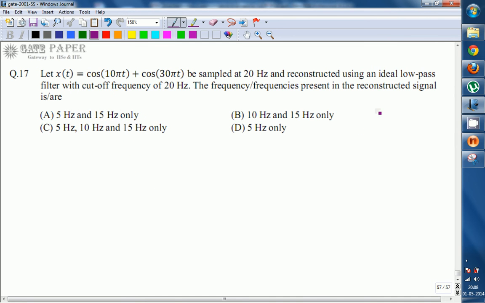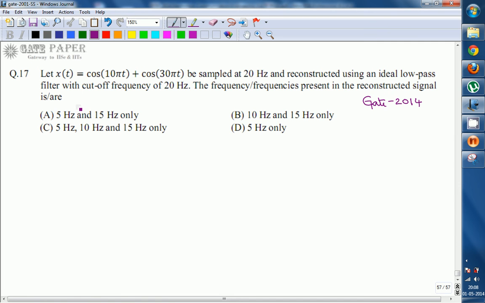Hello. Now we'll see the question from GATE 2014 ECE from the signals and systems subject. Let x of t equals cos 10 pi t plus cos 30 pi t be sampled at 20 Hz and reconstructed using an ideal low pass filter with cutoff frequency of 20 Hz. The frequencies present in the reconstructed signal are.